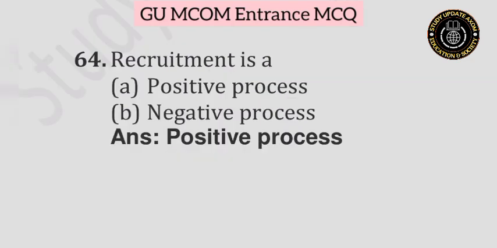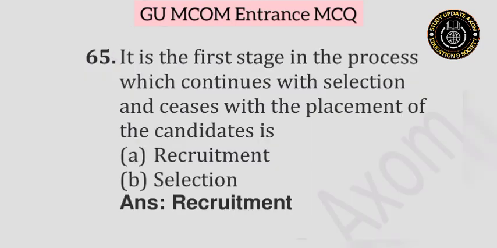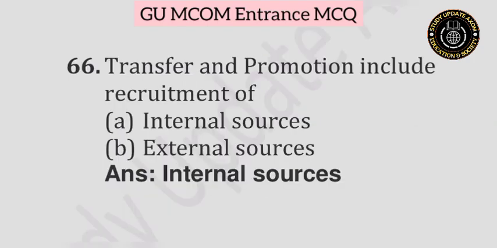Question number 64. Recruitment is the. Option A. Positive process. Option B. Negative process. Answer is positive process. Question number 65. It is the first stage in the process which continues with selection and ceases with the placement of candidate is. Option A. Recruitment. Option B. Selection. Answer is recruitment. Question number 66. Transfer and promotion include recruitment of. Option A. Internal sources. Option B. External sources. Answer is internal sources.